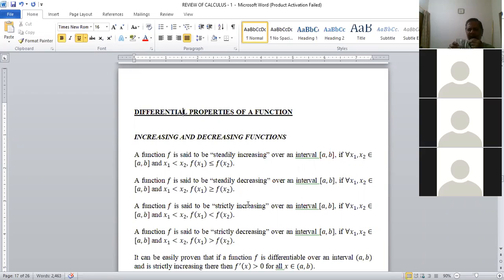Yes, I am discussing some things about analysis of functions, and after that I will finish. Increasing and decreasing functions. If you have a function, you say that it is steadily increasing over an interval AB if I take two x values of this interval, so that x1 is on the left and x2 is on the right, then the value of the function is smaller at the left side and larger or equal on the right side.